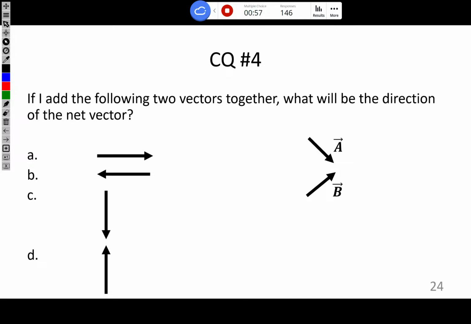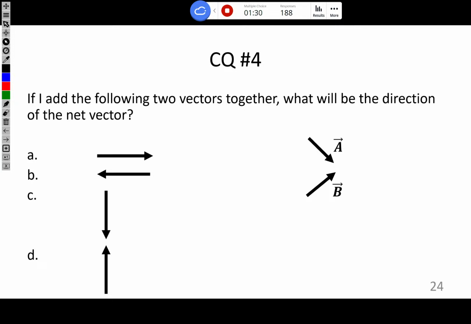All right, we'll go to like 120. This is just a matter of drawing it out. Draw an arrow that goes down to the right, then start drawing an arrow that goes up to the right, then draw an arrow from the beginning to the end. All right, we'll close this out in 5, 4, 3, 2, 1.